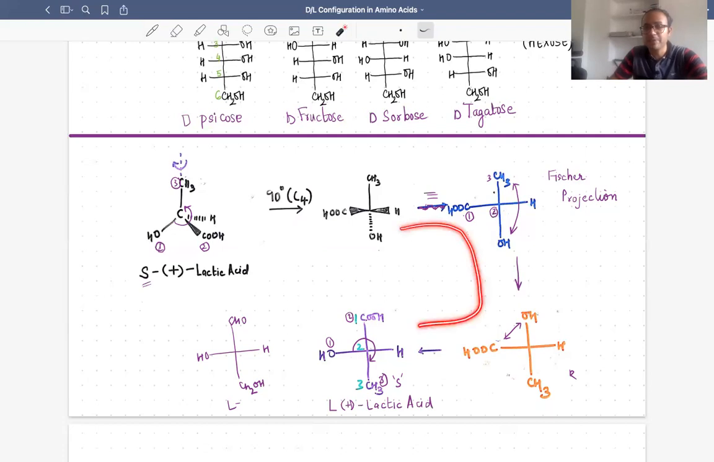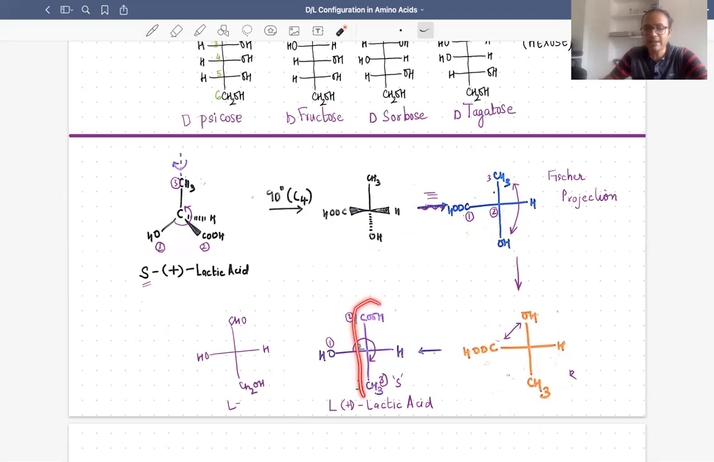That is important. And you should always remember, any Fisher projection formula you can convert into any kind of Fisher projection formula. The only thing you have to remember is that the exchange you do should be an even number of exchanges. If you do an odd number of exchanges, such as only one exchange here, it would give you the opposite enantiomer. But if you do two exchanges, then definitely you are going to get your original Fisher projection formula.